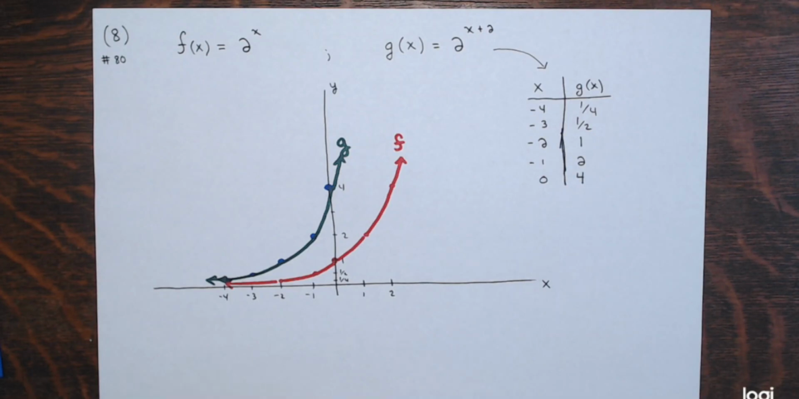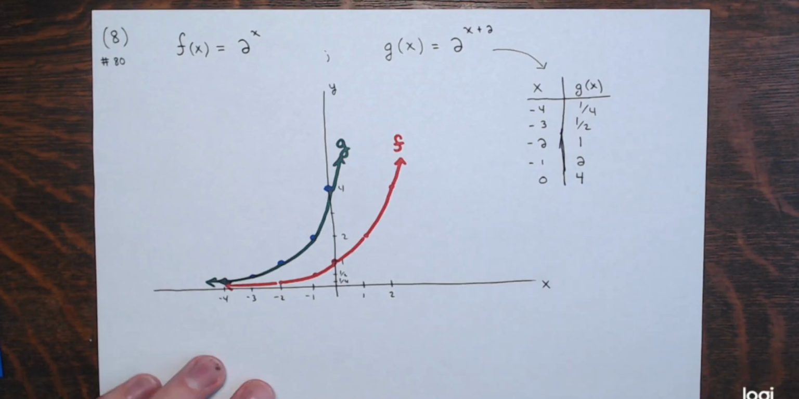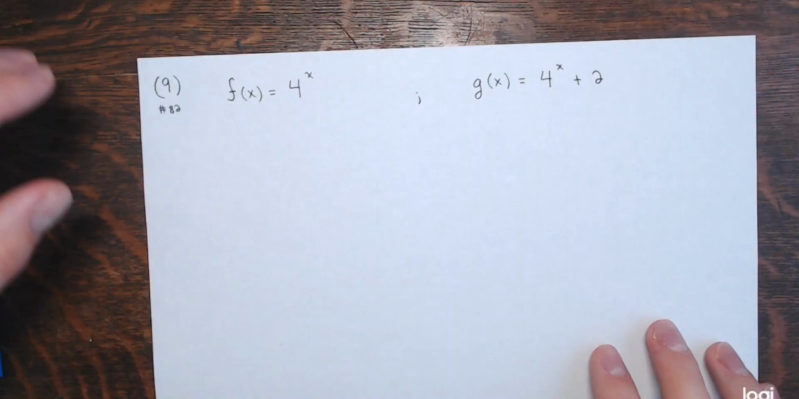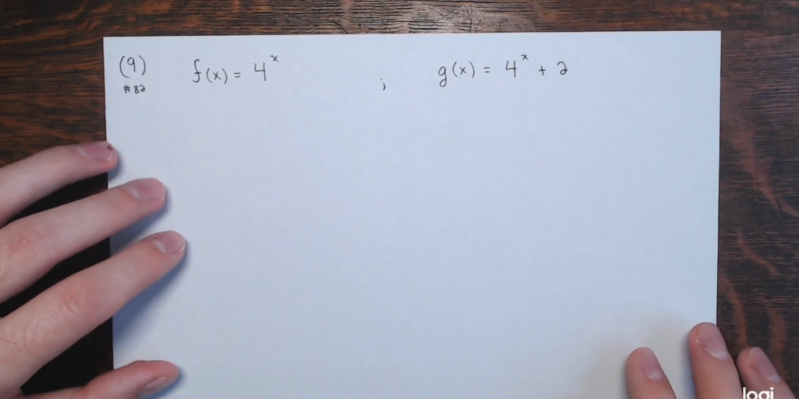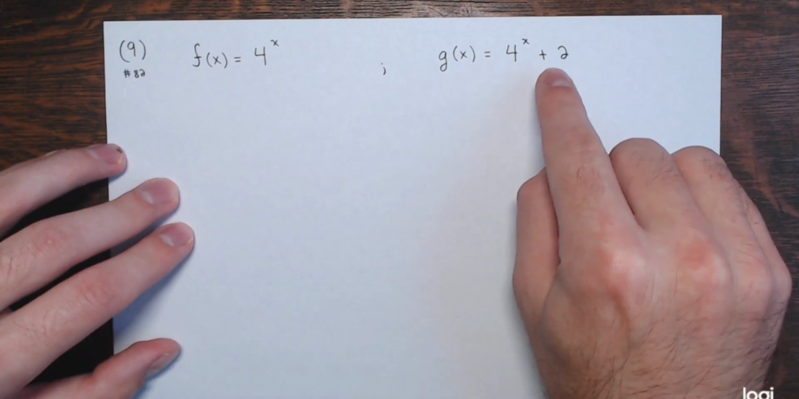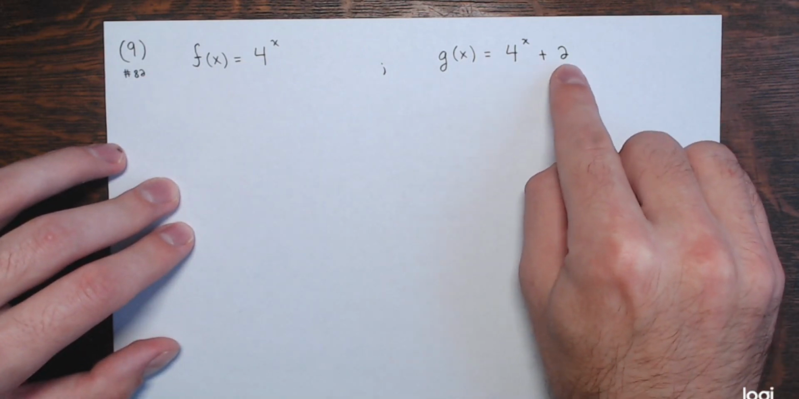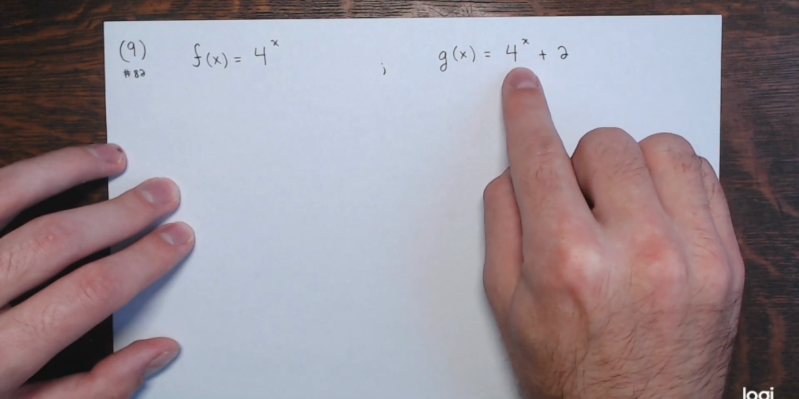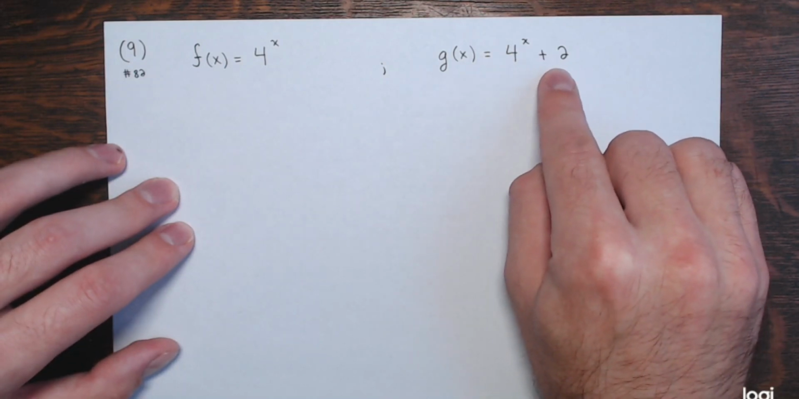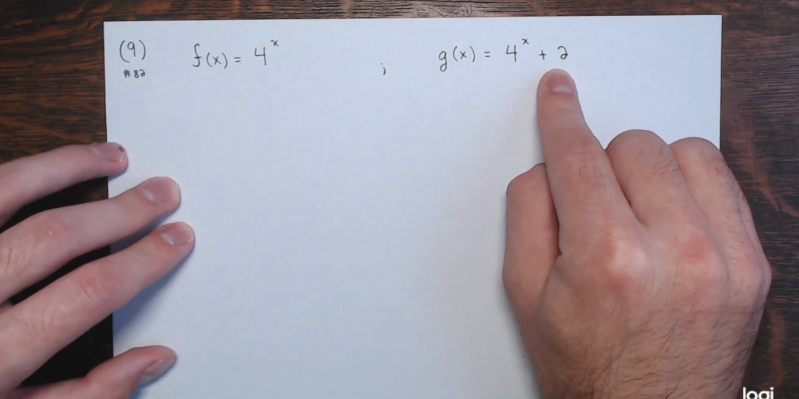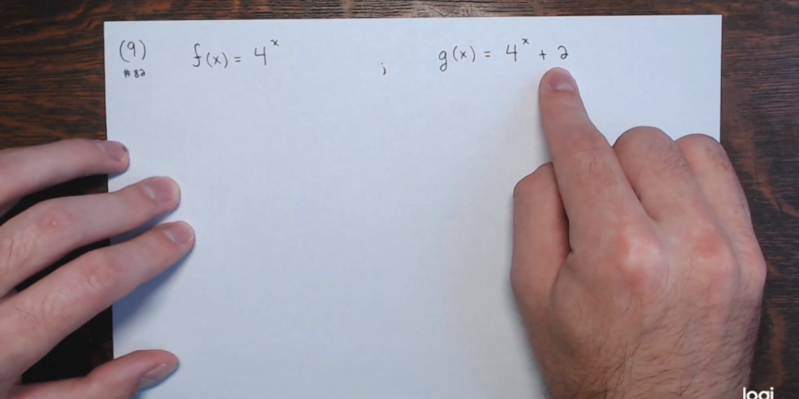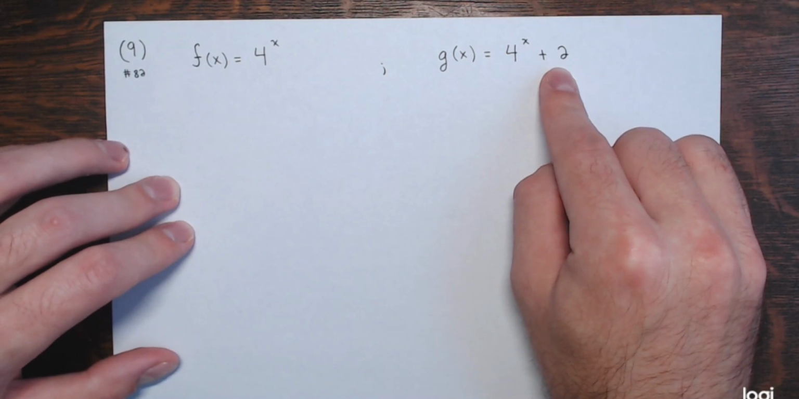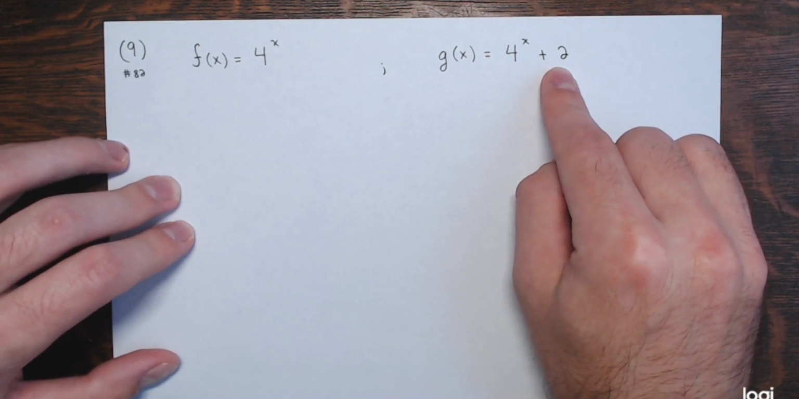Okay, now, next question. So far, every single function has had the x-axis as a horizontal asymptote. But what we're going to see in this problem is that when you add or subtract the number after the exponential part, 4 to the x here, that's going to move the whole graph up or down, meaning the horizontal asymptote will also move up or down that many units.